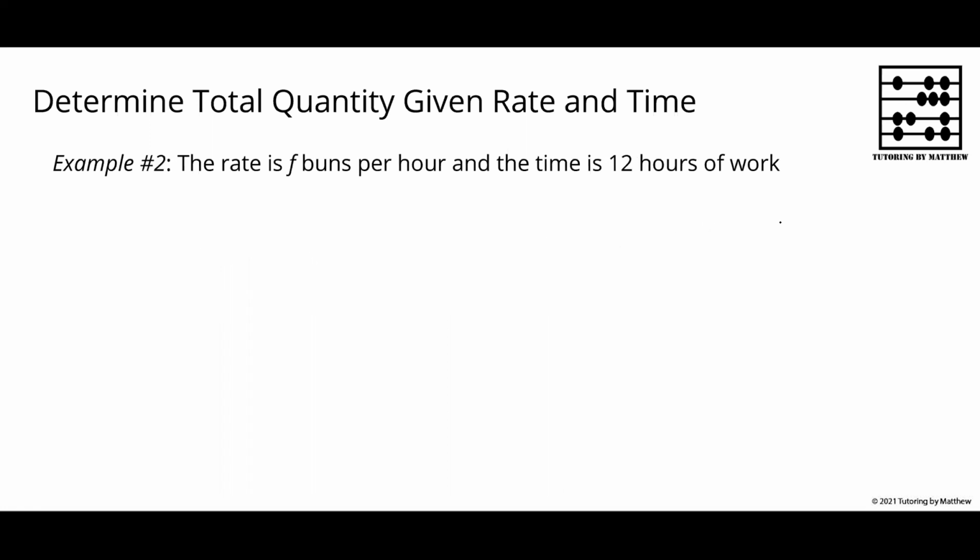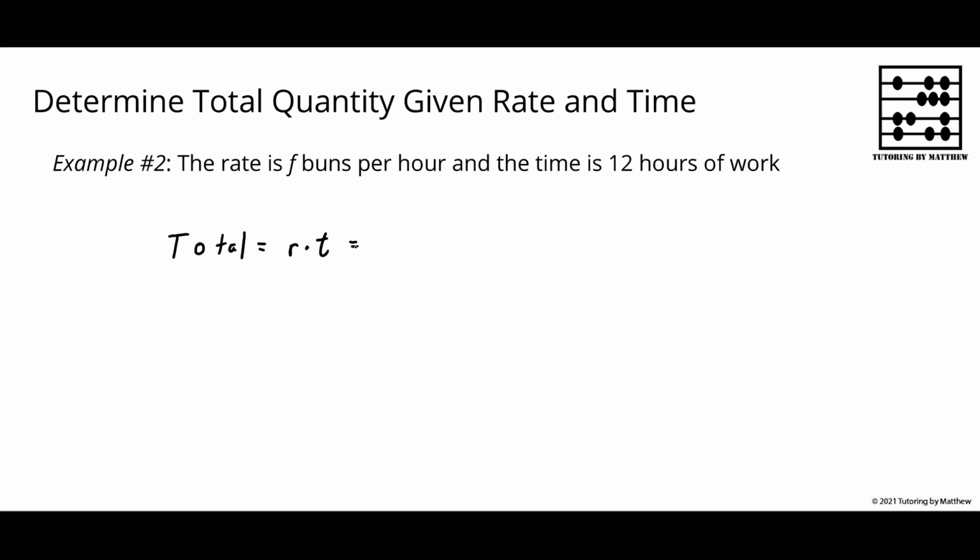Let's take a look at example number 2. The rate is F buns per hour, and the time is 12 hours of work. This is a great place to pause the video and see if you can determine the total quantity from the given information. The total amount is generally defined as the product of rate times time. Total equals R times T.